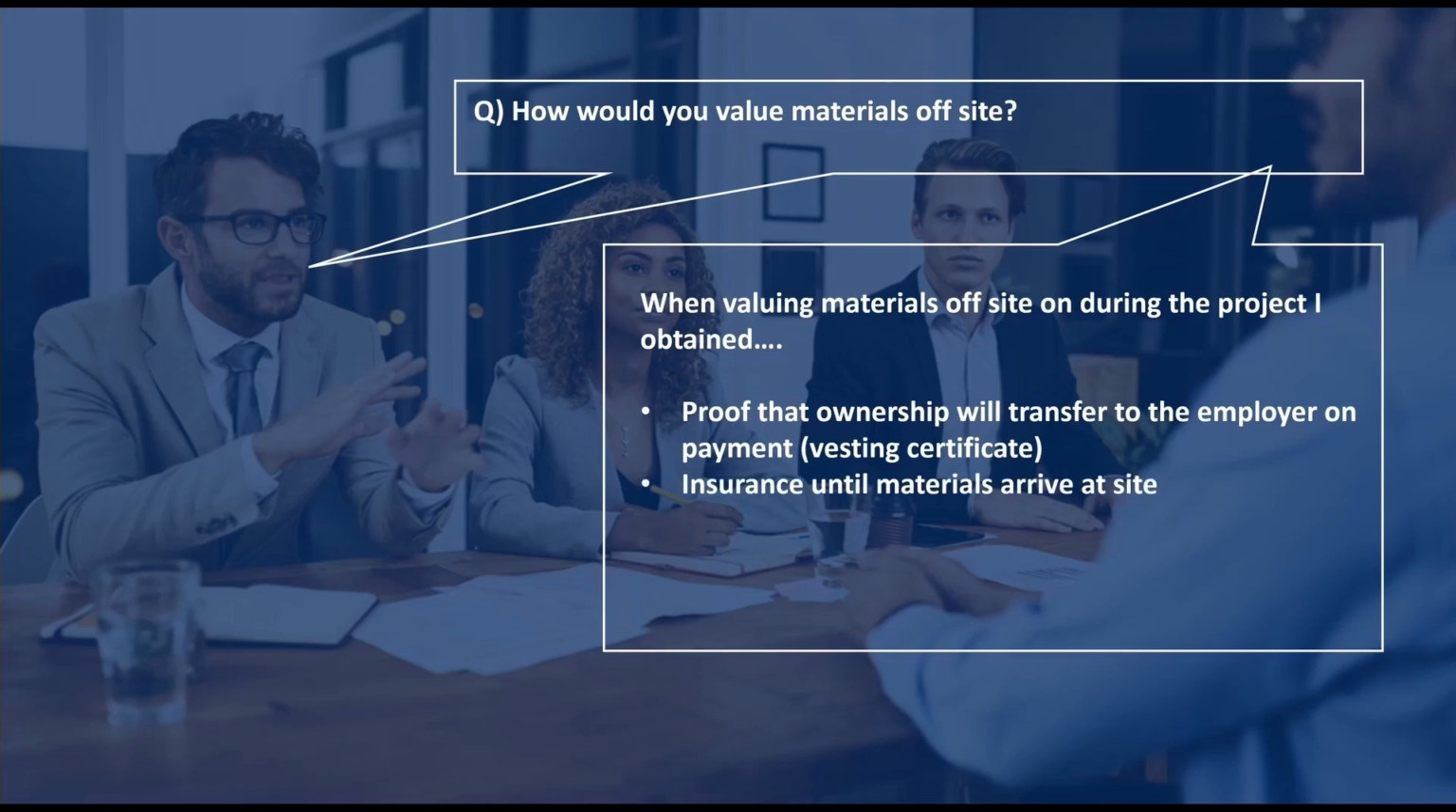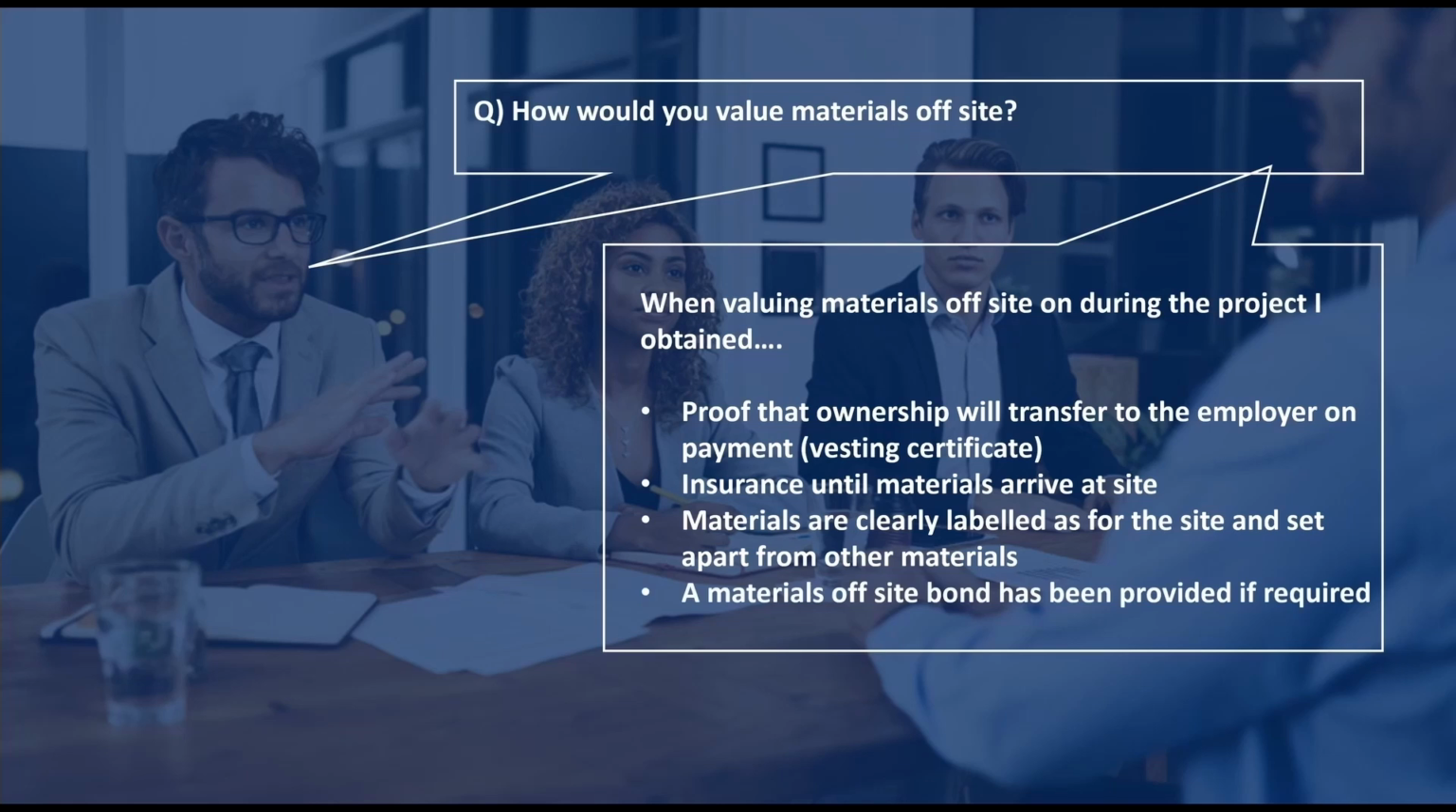We would need to ensure that insurance of the materials was in place and that materials are clearly labelled as being the property of the site and of the client and set apart from any other materials. We would also need to say that a materials offsite bond would need to be acquired if this was needed under the terms of the contract.